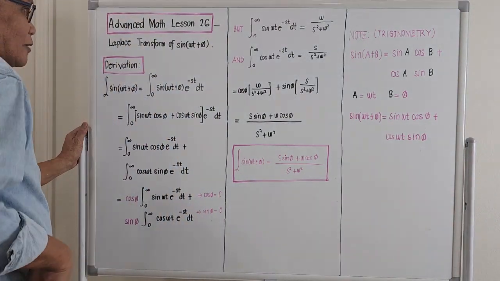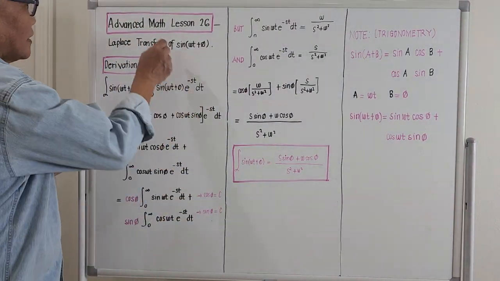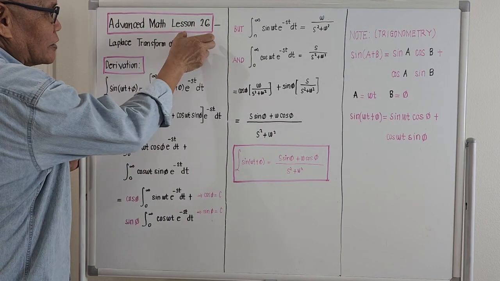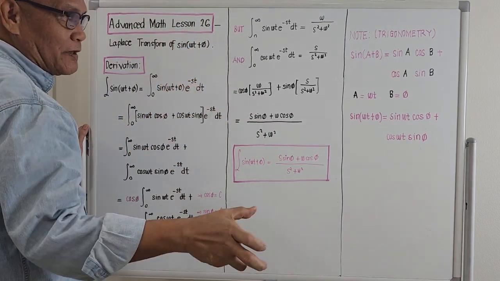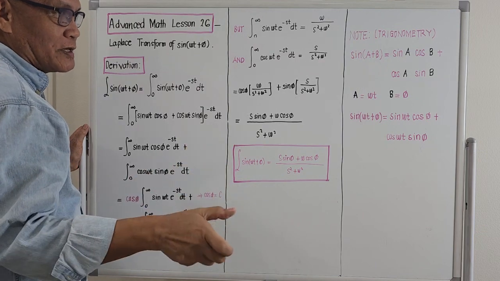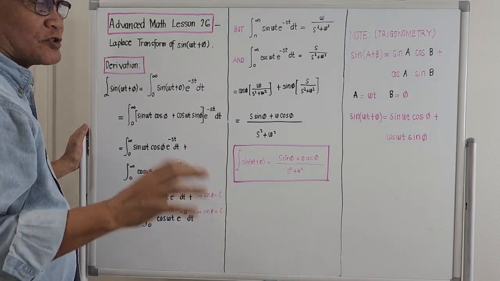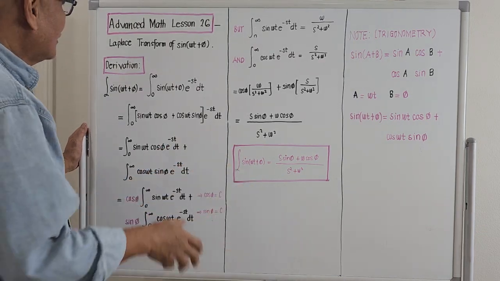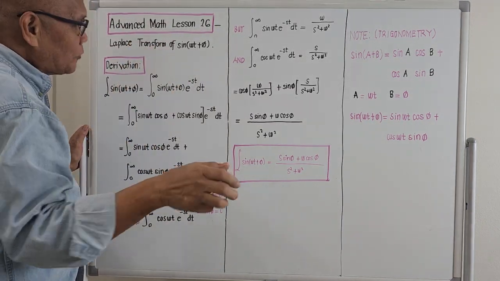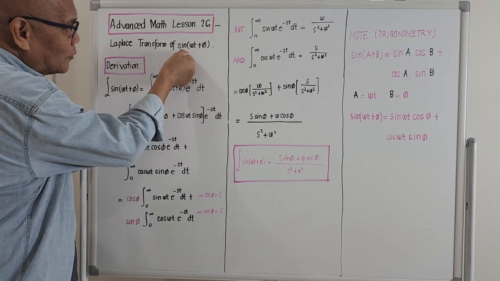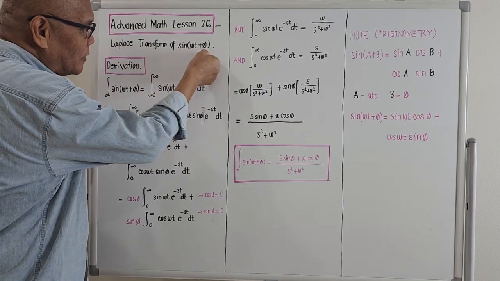My topic for tonight will be advanced mathematics. This is now advanced math lesson number 26. And I will be deriving one of the formulas needed in the so-called analysis of alternating current circuits. That is the Laplace transform of the formula sine of the open quantity omega t plus angle p.